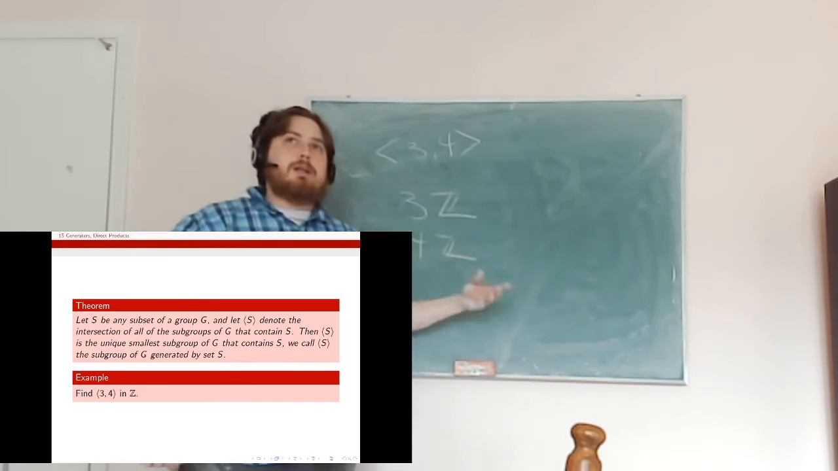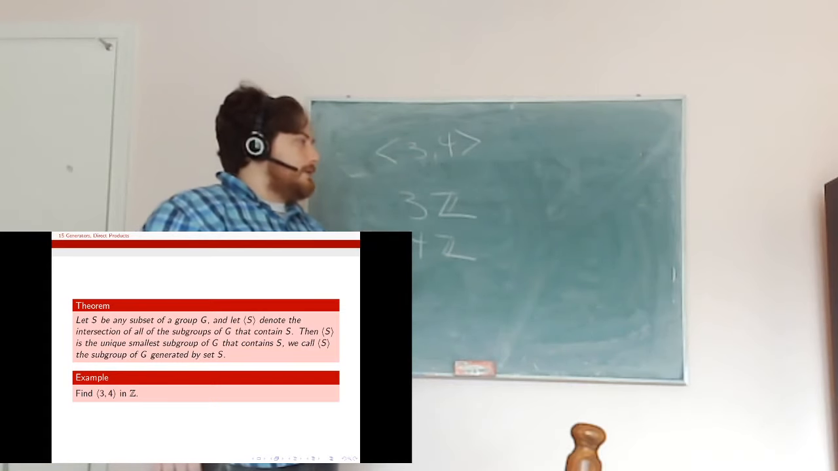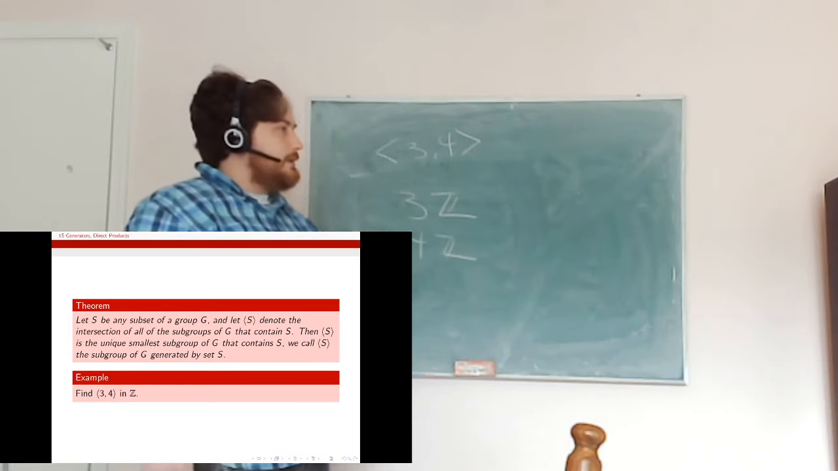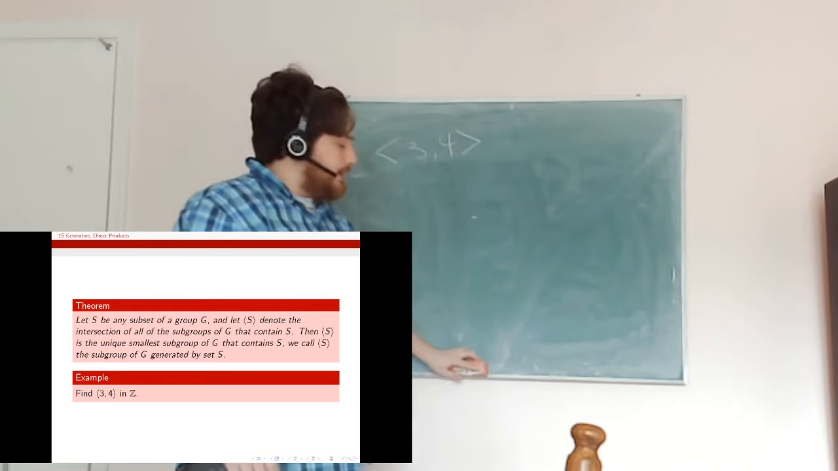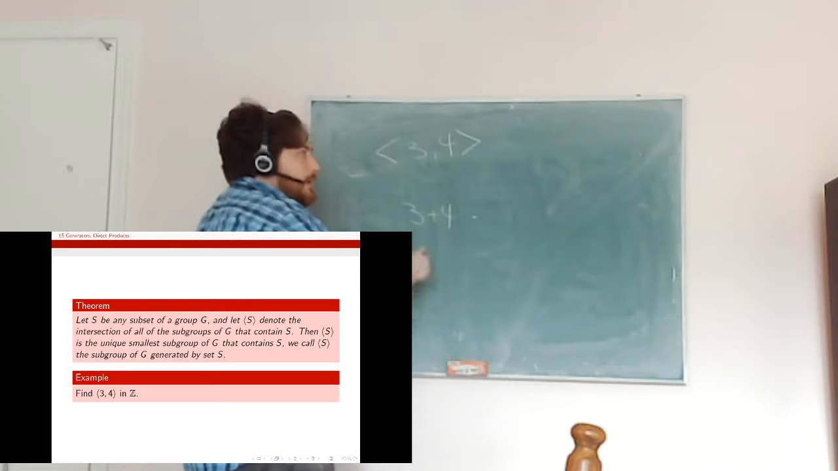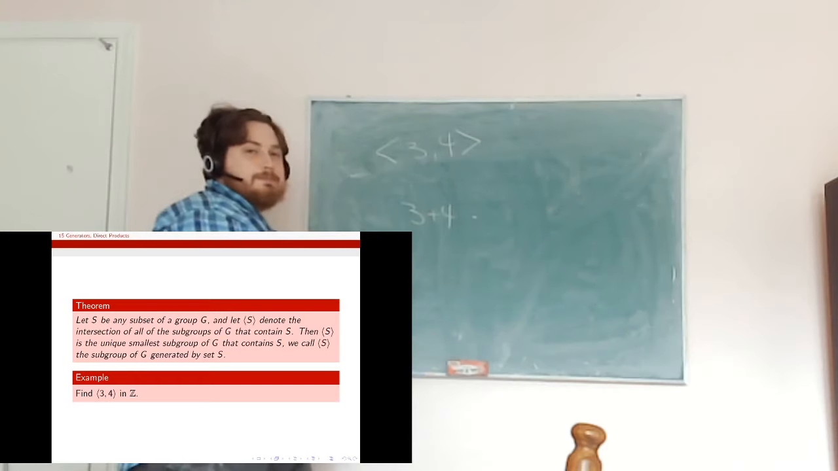But those are going to keep getting added in to make a bigger group because I have to contain at least these two elements. So I want to find the smallest group containing both of these elements. So what I have to think about is not only are 3z and 4z in there, but I could also do something like 3 plus 4 would have to be in this group. So 7 has to be in there, so the multiples of 7 have to be in there. Does that make sense?